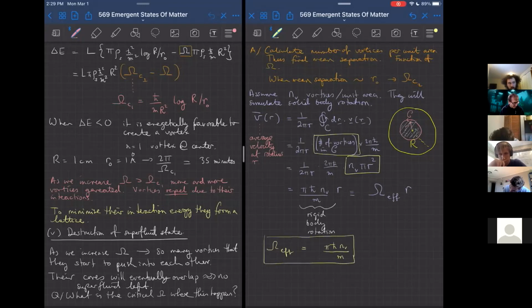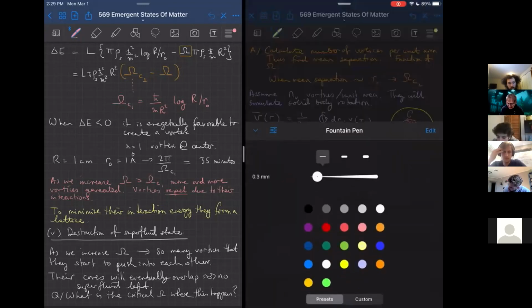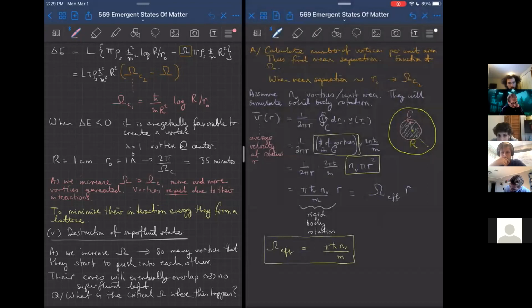Okay, so now the question we have to ask is, how does that help us find the critical omega? So what we know is that this is not the same thing. This is not the actual omega.